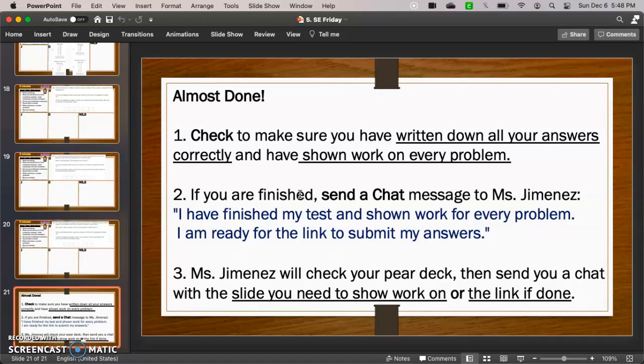You're almost done. Check to make sure you have written down all your answers correctly and have shown work on every problem. If you're finished, send a chat message to Ms. Jimenez or whoever you're testing with. I have finished my test and shown work for every problem. I'm ready for the link to submit my answers. Ms. Jimenez will check your Pear Deck, then send you a chat with the slide you need to show work on or the link if done.